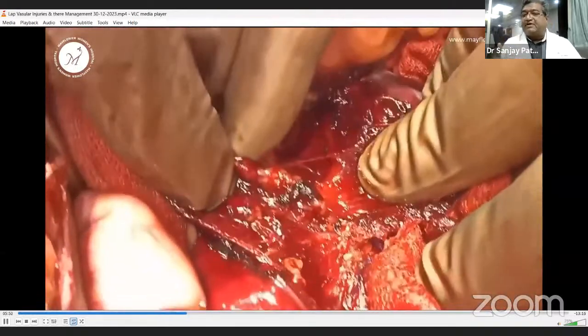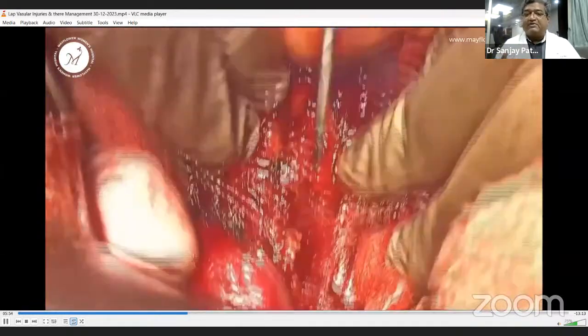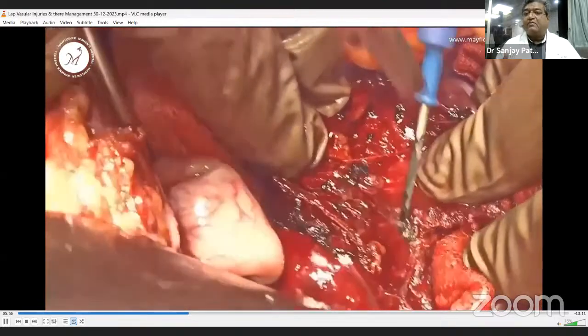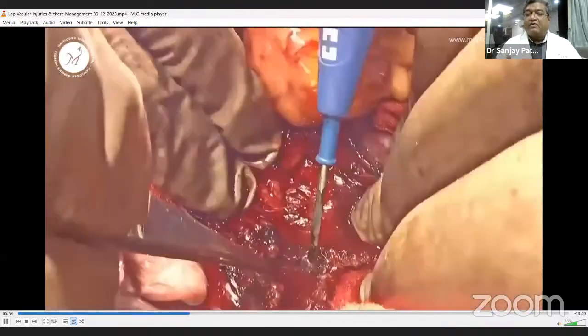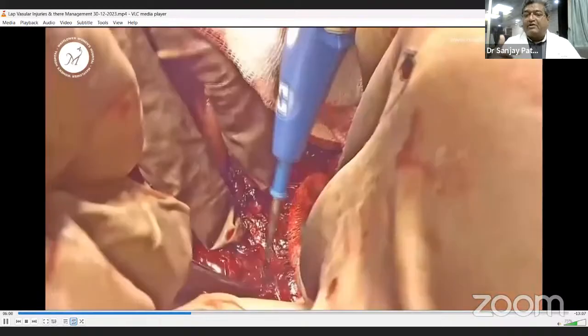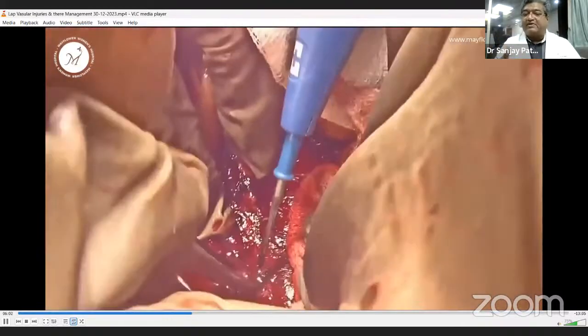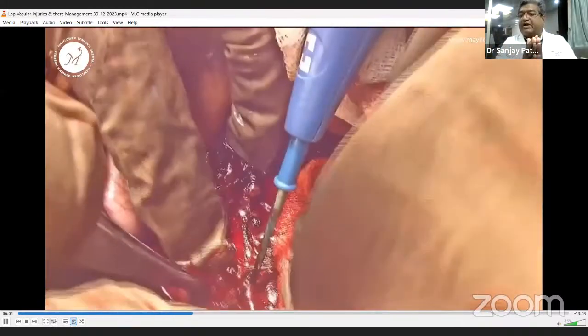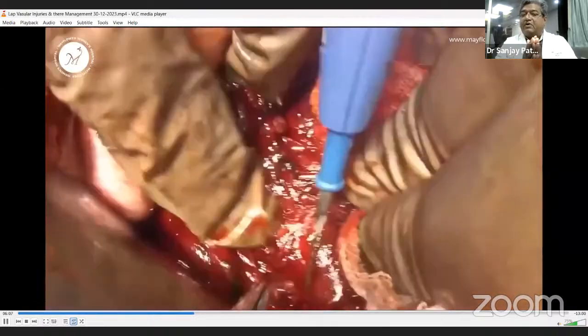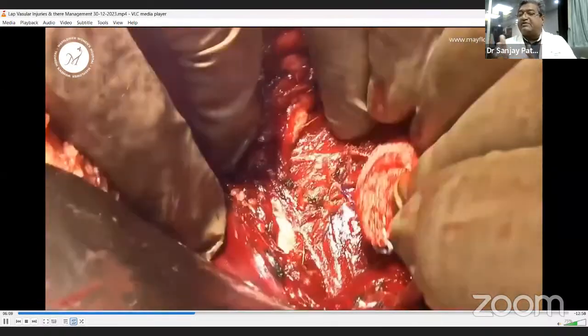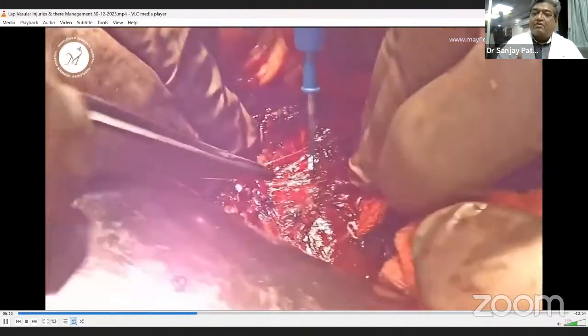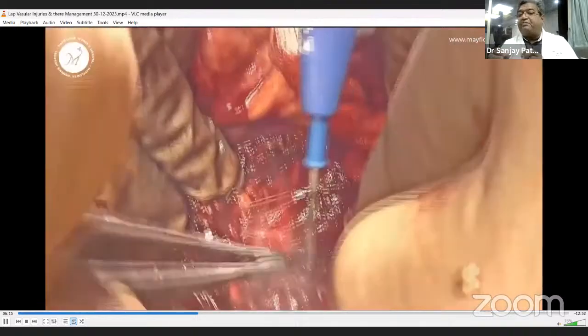Also, we check the mesenteric vessels, the inferior mesenteric vessels. And laterally are the mesenteric vessels. So this is one of the landmarks. And medial to the mesenteric vessels, this is the aorta and inferior vena cava. Further, we try to palpate with the finger.